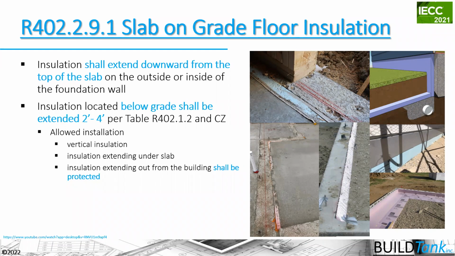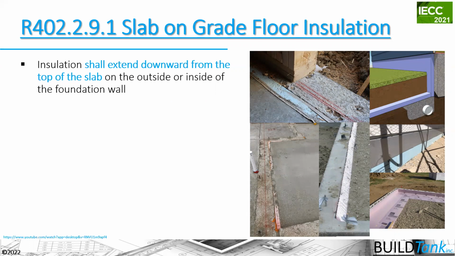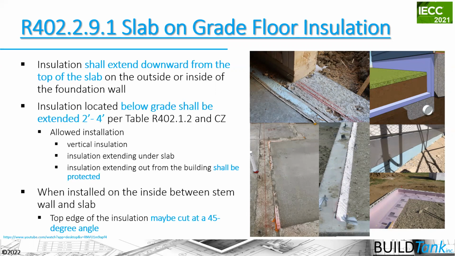The insulation located below grade shall extend 2 to 4 feet, depending on the table. In our climate zone 5, it's 4 feet. So it needs to go down from, in essence, the sill plate, the top of the foundation, down 4 feet. There are some exceptions where you could go vertically with that insulation to the outside, or potentially to the inside if it's a heated slab as well.